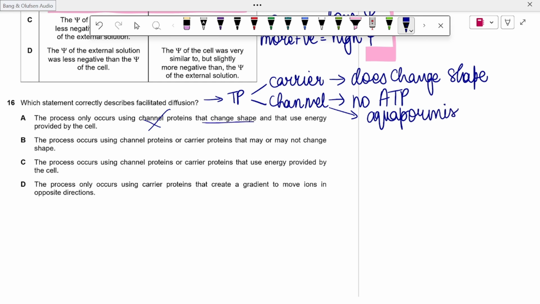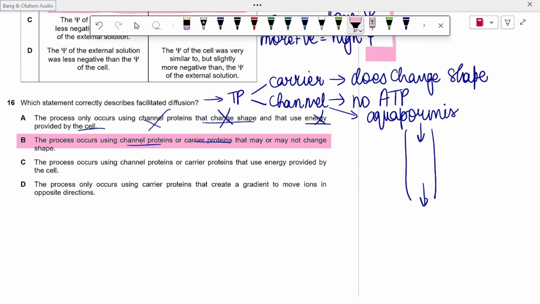Your channel proteins are never changing shape. एक channel बना हुआ होता है and water molecule आराम से आपका transport हो जाता है. And it is not using any energy provided by the cell. ये दोनों बातें आपकी wrong है. तीनों बातें wrong. The process occurs using channel protein or carrier protein that may or may not change shape. This is true. The channel protein is not changing shape, but your carrier protein, according to your course, is changing shape. वैसे there are certain carrier protein which do not change their shape, but आपके course के हिसाब से they are changing their shape. The process occurs using channel protein or carrier protein that uses energy provided by the cell.